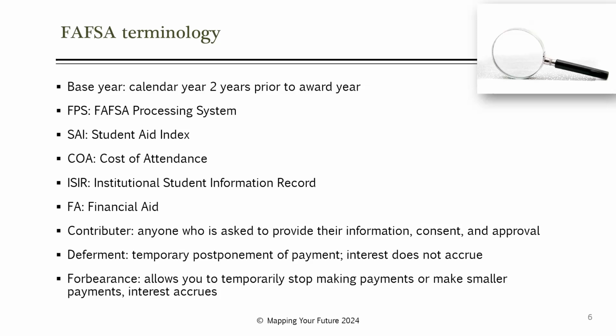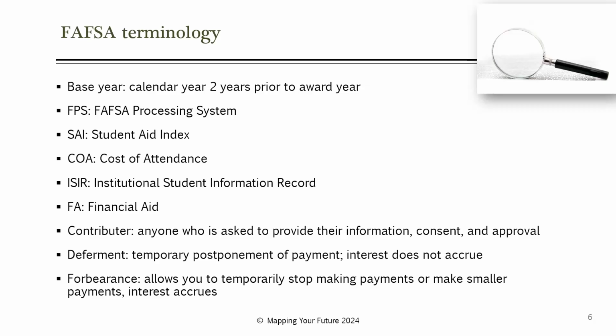The base year is going to determine what year of tax information you need to provide for the FAFSA form. So this year, you're going to be looking at your 2023 taxes. For the following award year of 26-27, then you'll be looking at your 2024 taxes, and so on and so forth. Next, we have FPS, or the FAFSA processing system.